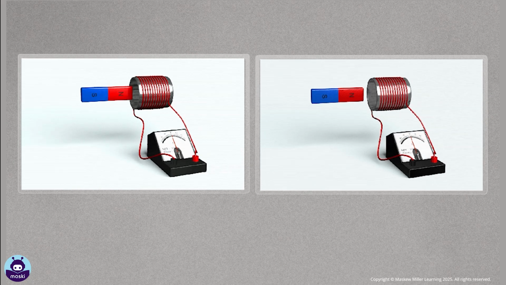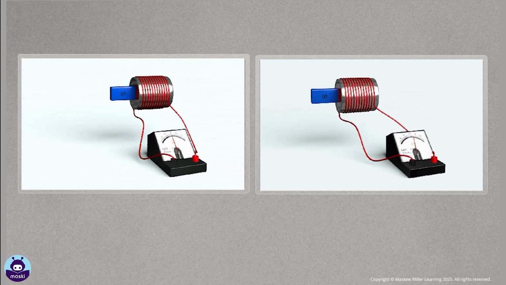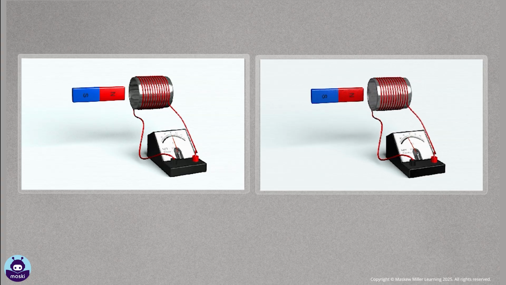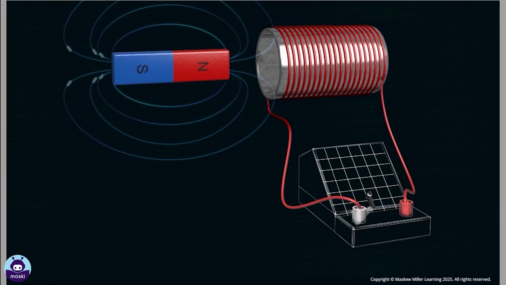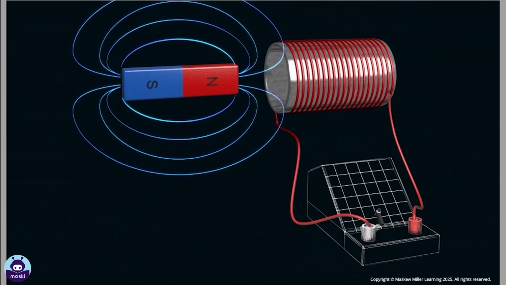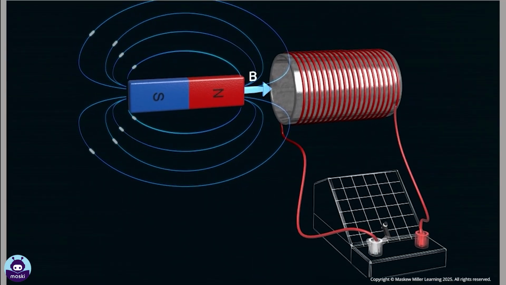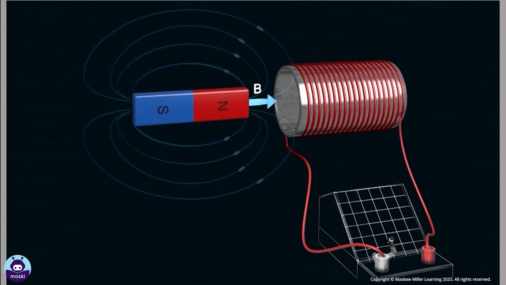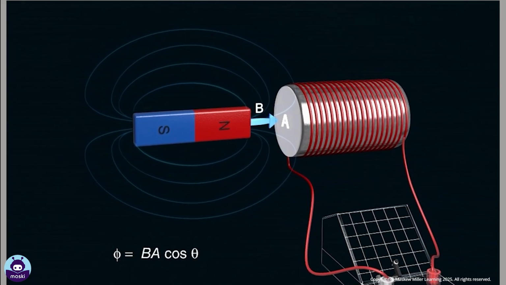Faraday's law. We saw earlier how relative motion between a magnet and a solenoid induces a current in the solenoid. Let us investigate what changes when there is a relative motion between the magnet and the solenoid. There is a magnetic flux associated with the solenoid when the magnet is in the vicinity of the solenoid. Phi equals BA cos theta.